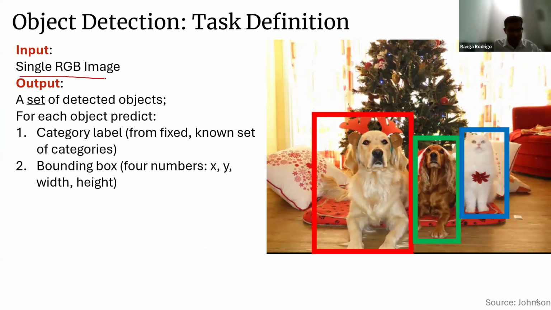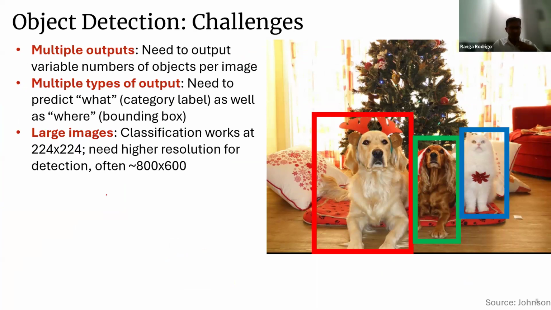Given a single input image, object detection means a set of detected objects must be output. For each of the objects, we have to predict the category label like dog, dog, cat, and so on, from a fixed set of categories actually. And also the bounding boxes x, y, width, and height have to be predicted. So we need to output a variable number of objects per image. Now the challenge is we need to output multiple outputs. So multiple types of outputs are there: class name as well as the width, height, and the location. And we need large images, maybe 800 by 600.